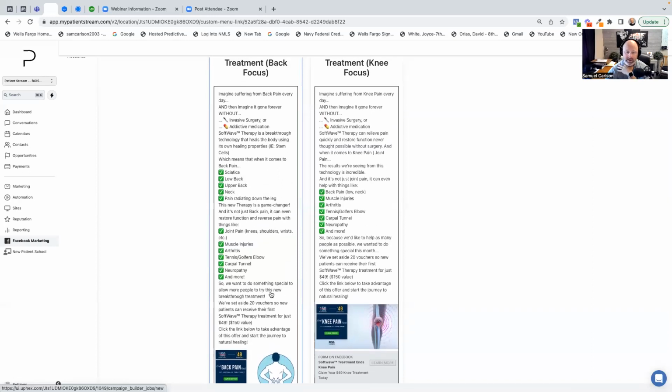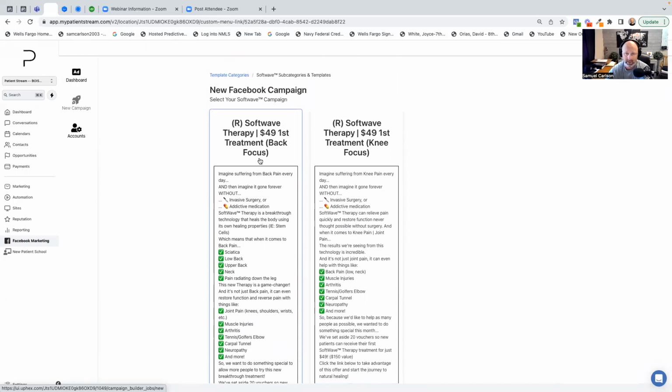It's offering, let's see here, we've set aside 20 vouchers so new patients can receive the first soft wave therapy treatment for just $49. Then it offers them an evaluation and consultation. This thing blows me away. This thing converts like crazy. So soft wave, stem wave would be very similar to this. Some of the other shockwave companies get great results. I'm not an expert in shockwave therapy.